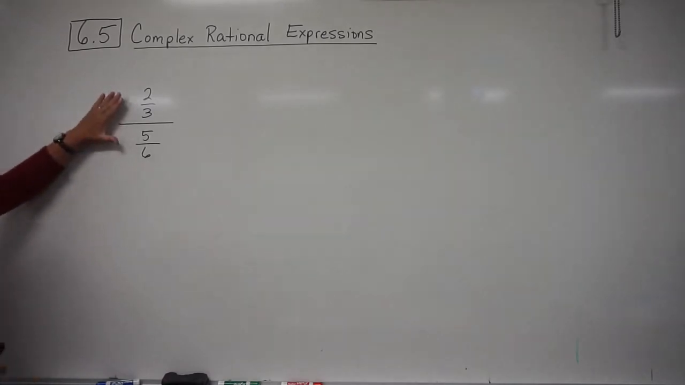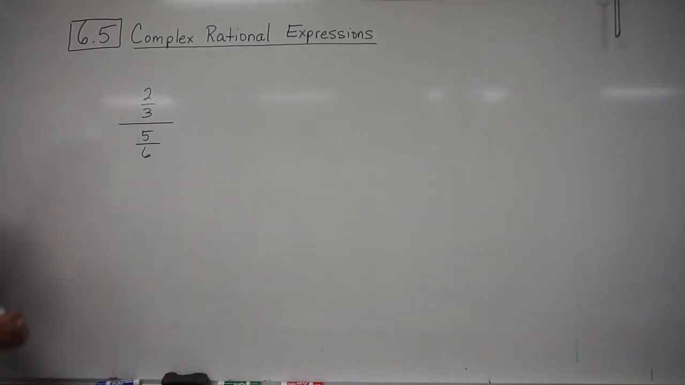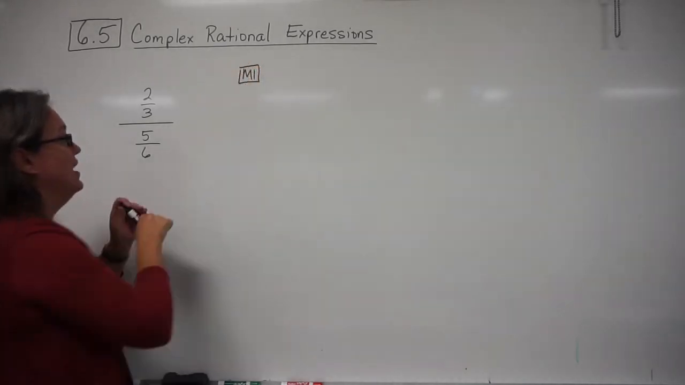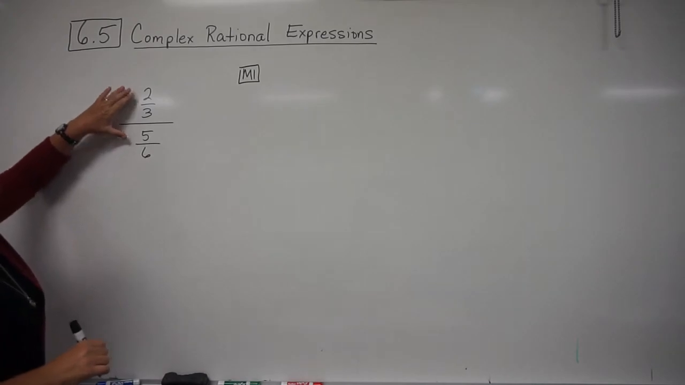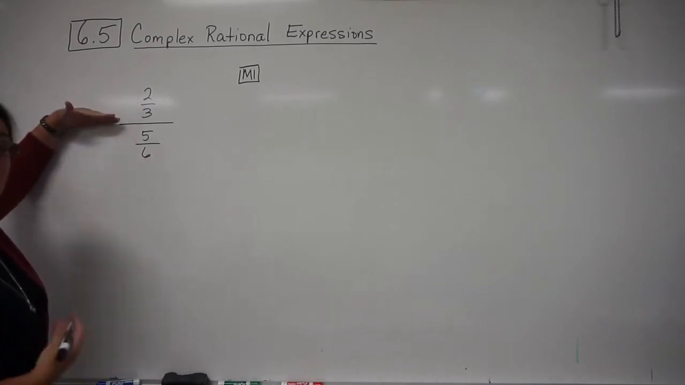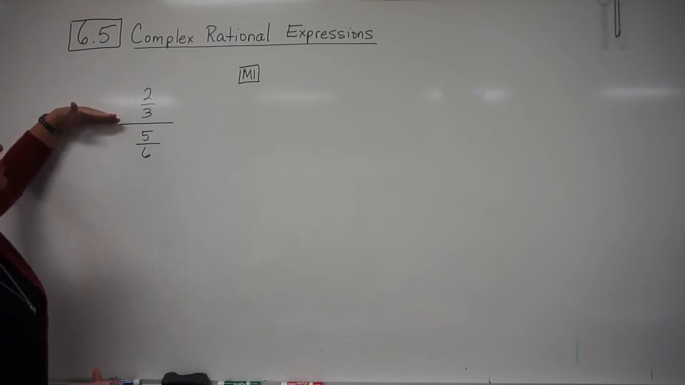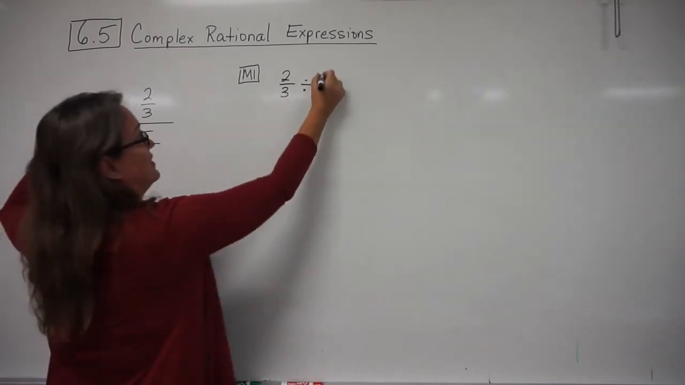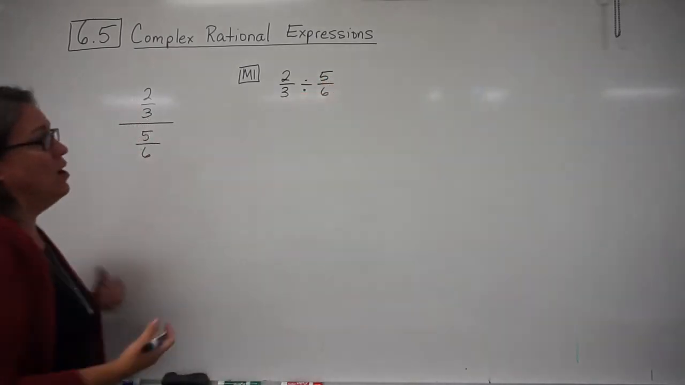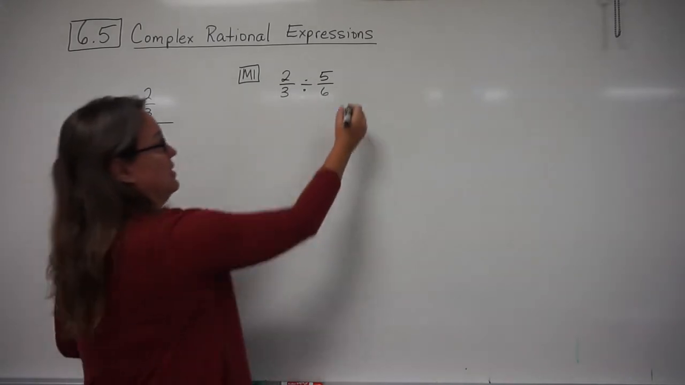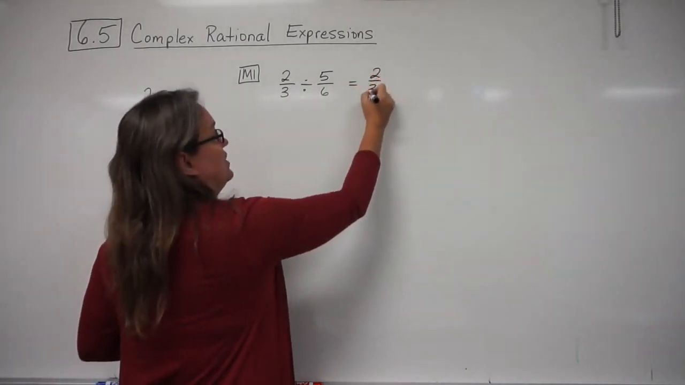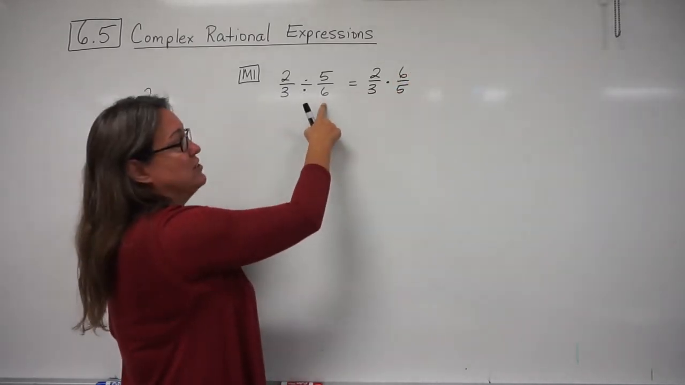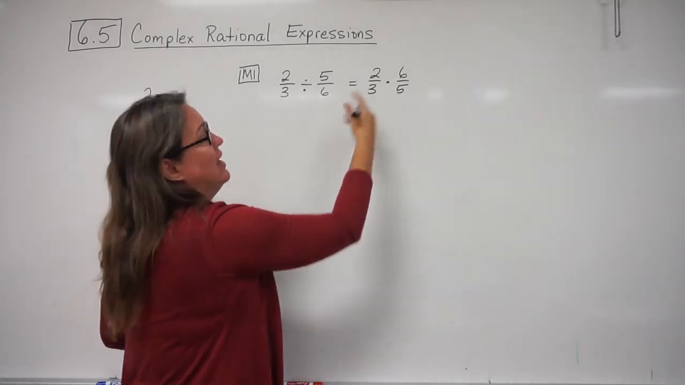And let's start with this one. There are actually two methods for dealing with this. Method one is the following. I notice that this is a big fraction, and a fraction bar means division. So this is simply another way of writing 2/3 divided by 5/6. And as you know, the way that you divide fractions is to change division into multiplication, exchange the second fraction for its reciprocal, and then multiply.